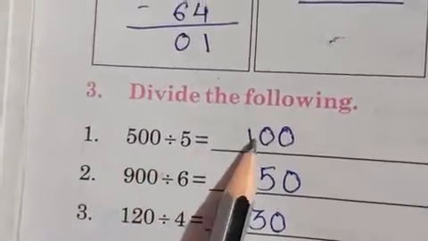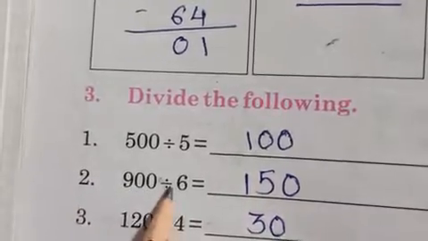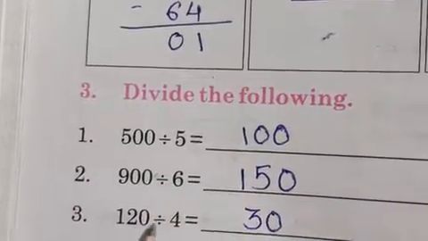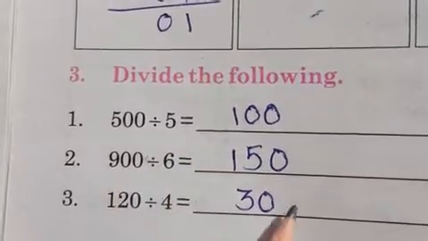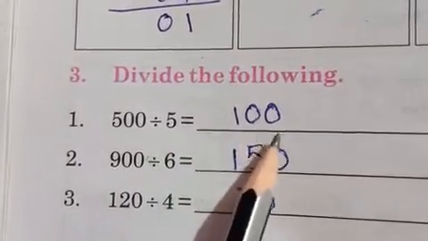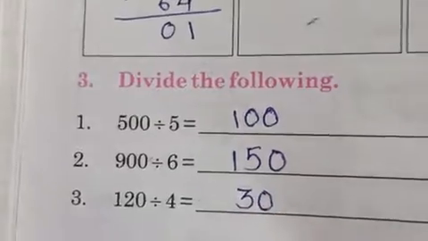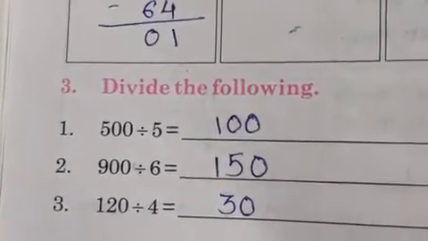500 divided by 5 is 100. Okay, 900 divided by 6 it is 150. 120 divided by 4 it is 30. I want that you will do this division in your notebook, and you will check whether you all get the same answer whatever I have got here. Now you will go on page number 55.